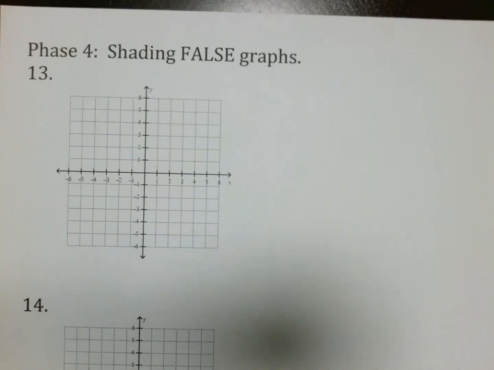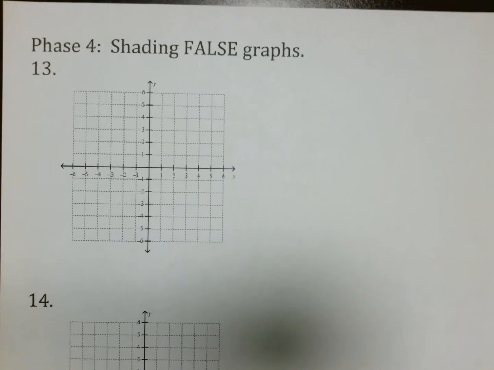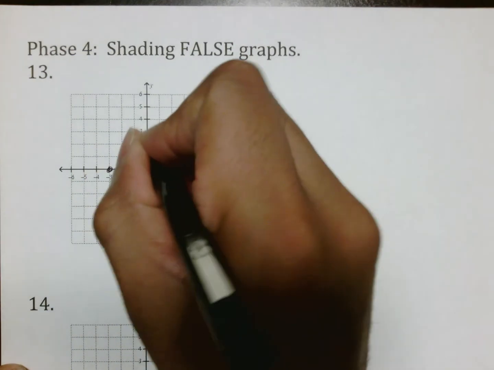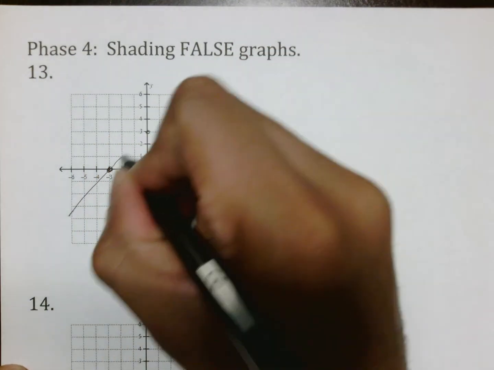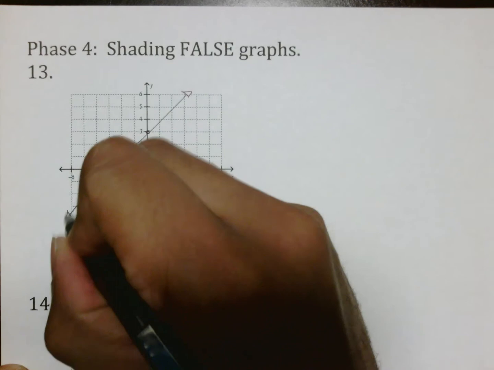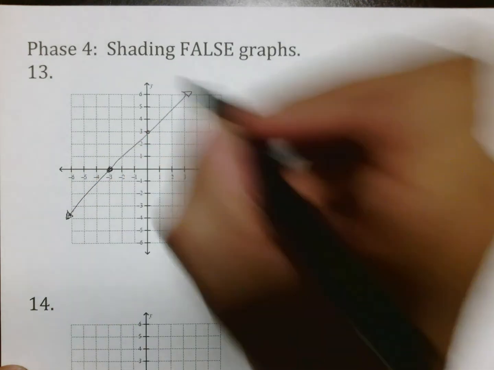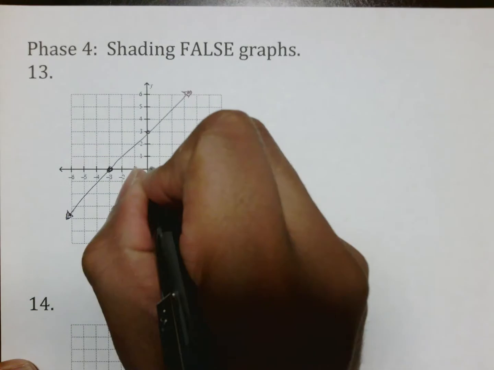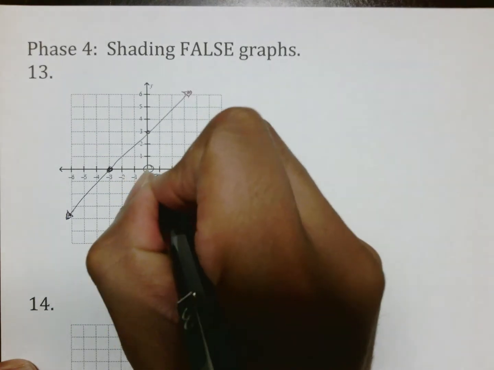Phase 4 is going to be shading false graphs. So we're going to do about the same thing we did before. So you can have these in your notes and you can look at them. Again, back 3, up 3. Draw your best line through those 2 points. Make sure that line goes all the way across that region. And in this situation here, when we test 0, 0, we actually find it out to be false.